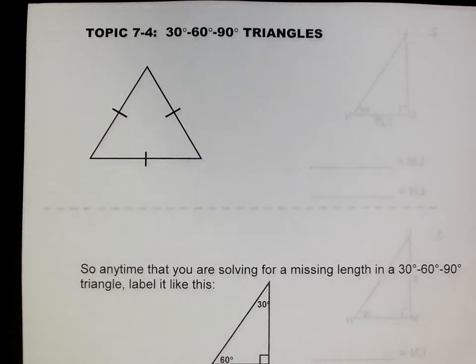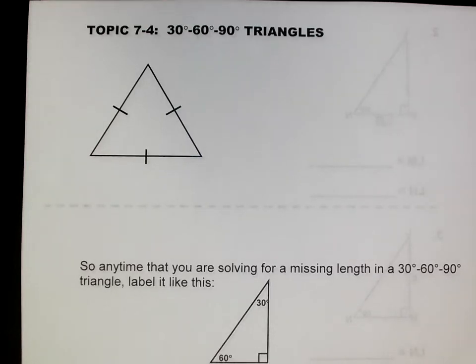Next topic is 30-60-90 triangles. And again, these are things that come up sometimes on the SAT and ACT. Knowing this relationship can help you out. And like I said, you should be a lot better at this now that you've done all this Algebra 2 stuff.